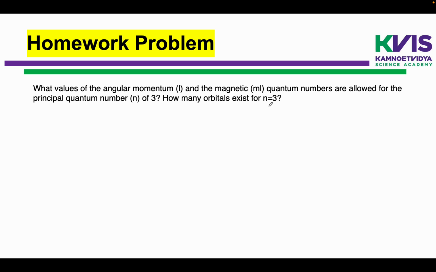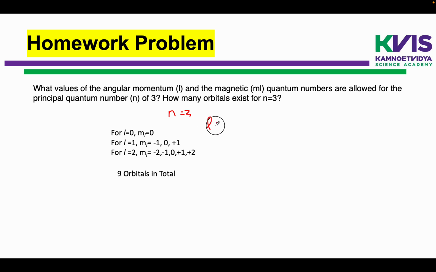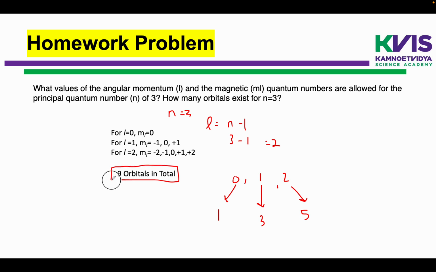All right, so hopefully you had some time to work on this problem. Here are the solutions. n is equal to 3. I told you earlier, l is n minus 1, so that's 3 minus 1, it's 2. So l ranges from 0 to 2, so 0, 1, and 2. We have the s orbital, that's 1 orbital; the p orbital, that's 3 orbitals; and the d orbital, that's 5 orbitals. So we have a total of 9 orbitals. Hopefully you found that quite easy. That should be quite straightforward.